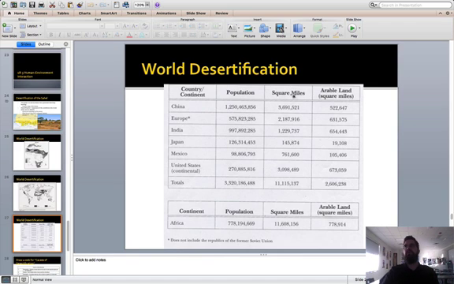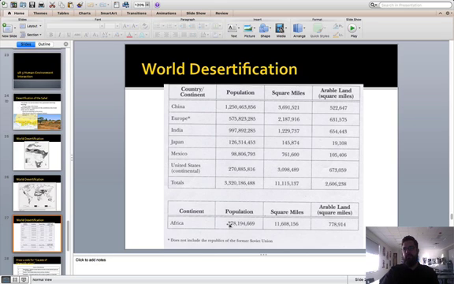So if you look at this chart, you'll see a couple things. You'll see population, square miles, and then arable land. So remember, arable land is farmable land. So here we have China, Europe, India, Japan, Mexico, and the United States. So the total population of this area is 3.3 billion people, with a square mileage of 11.1 million square miles. Arable land, 2.6 million square miles of arable land.